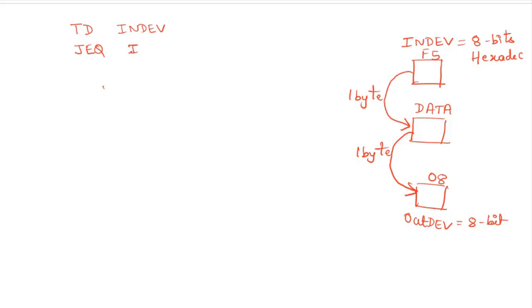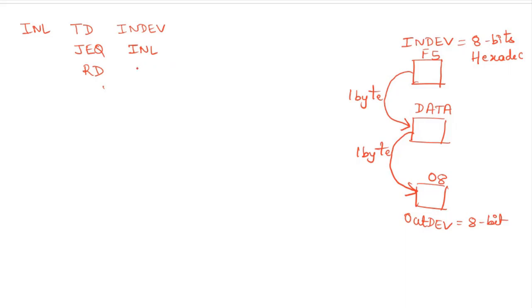If the device is not ready, we will test again. So I will write something like INL. INL is a label. That means if the device is not ready, I will go back and test the device again. I repeat this process until the device becomes ready. When the device becomes ready, I can issue the read command.